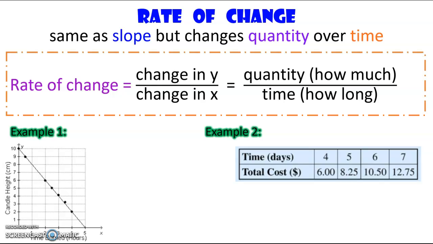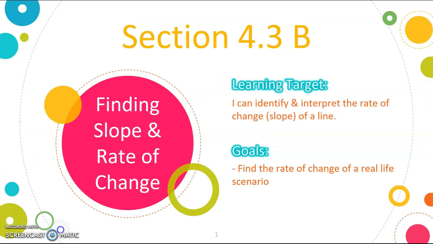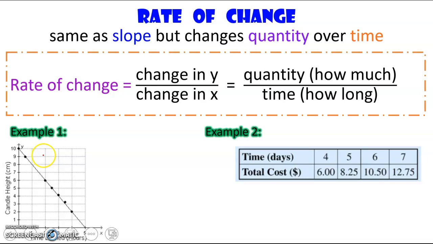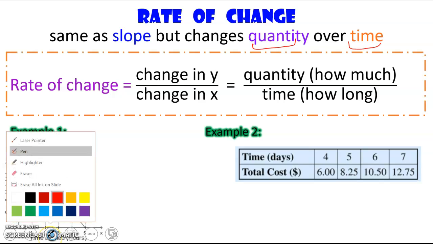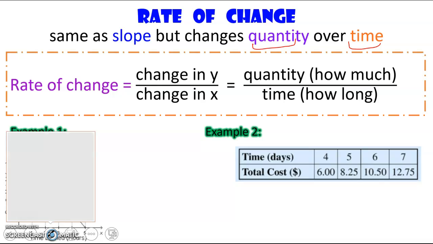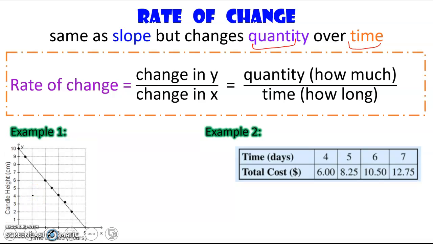Now, rate of change is essentially the same thing as slope, but it basically changes quantity. Oh, excuse me. It's a quantity over time. Now, it's not always going to be quantity over time. Sometimes it's going to be quantity over another quantity. But whenever you see a word problem, because basically rate of change is find the slope of a word problem or of a table like this, you always want to put the time on the bottom of your slope. So let's do example 1 real quick here.